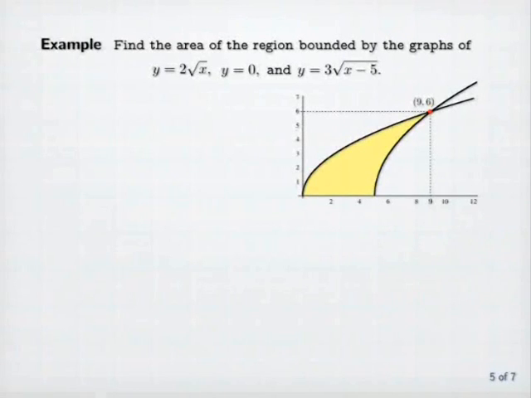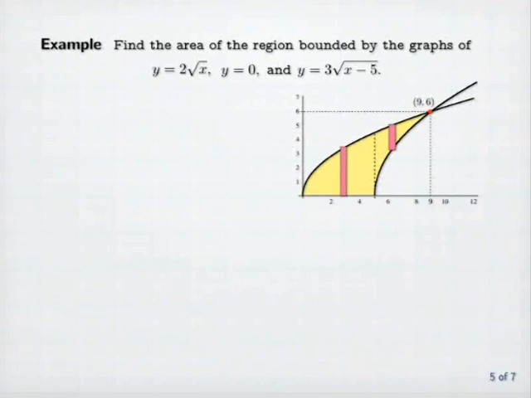Now let's look at vertical slices here. Toward the left side of the region, a vertical slice touches the graph of y equals 2 times the square root of x and y equals 0. But if we move to the right, the slice then touches y equals square root of x and y equals 3 times the square root of x minus 5. So if we follow this approach, we're going to have to break the region up into two pieces, because the length of the slices will need to be described differently in different parts of the region. The cutoff point here is at x equals 5, clearly.